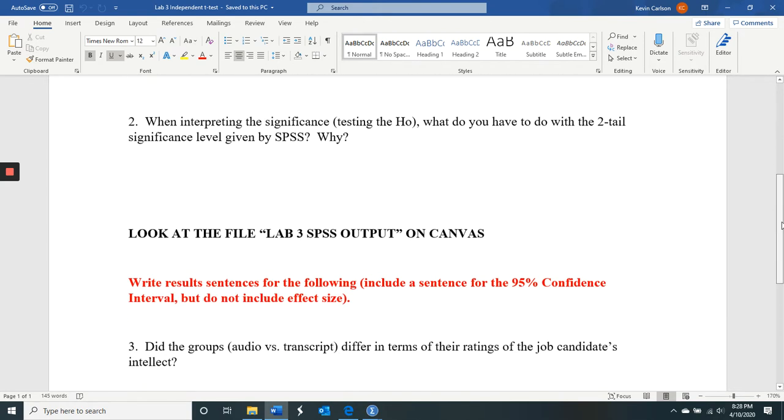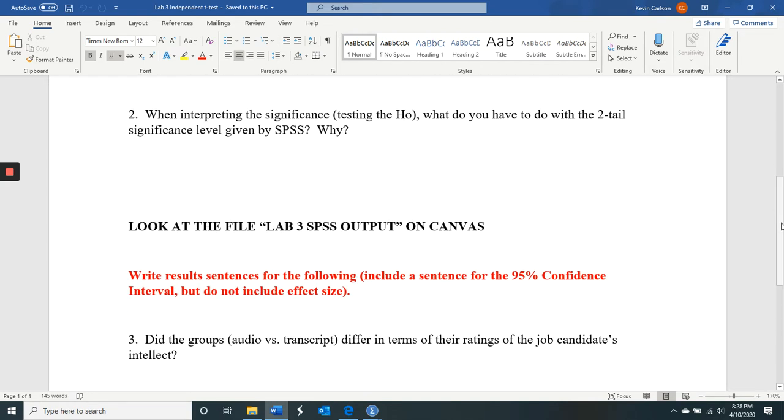And then number 2, SPSS, for whatever reason, gives us a two-tailed significance level. Remember that I said in the video that the authors believe that the audio condition is going to be higher than the transcript condition in all of those evaluator ratings, the higher, the recruiter's ratings of the job candidate. And so given that we get a two-tailed t-test, we have to divide that by 2 to get the one-tailed significance.